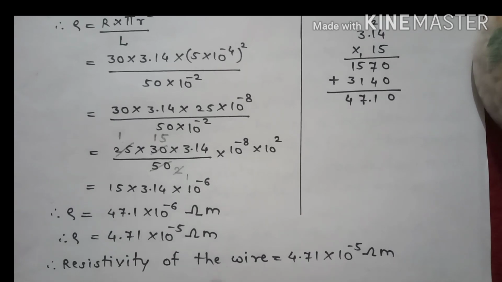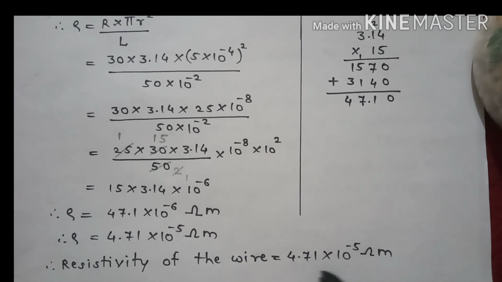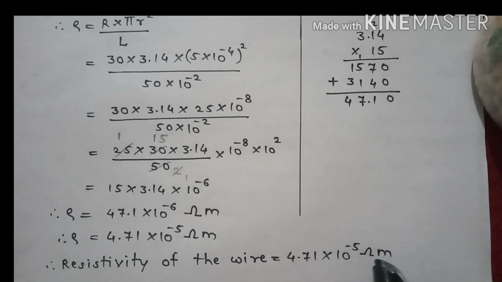So last answer we can write, resistivity of the wire is equal to 4.71 into 10 raised to minus 5 ohm meter.